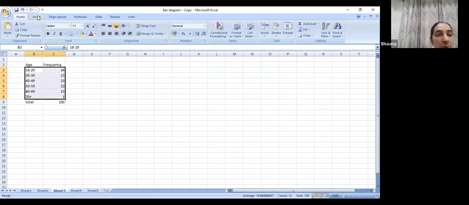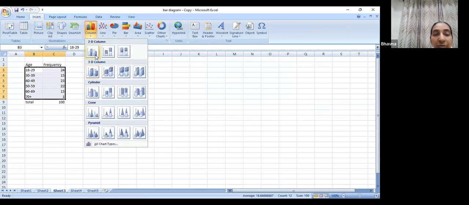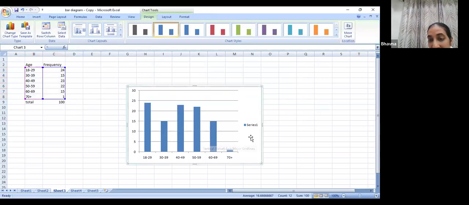Go on Insert, go on Columns. You have to draw a histogram. There is no direct option for a histogram, so draw this. This is a bar diagram, right? If you do not have knowledge that this is continuous data, see 18 to 29, 30 to 39, this is not qualitative. This is quantitative data. If your conceptual understanding is poor, you might just draw this and be done with it, thinking you've drawn a chart or a graph to represent this data, but this is inaccurate.